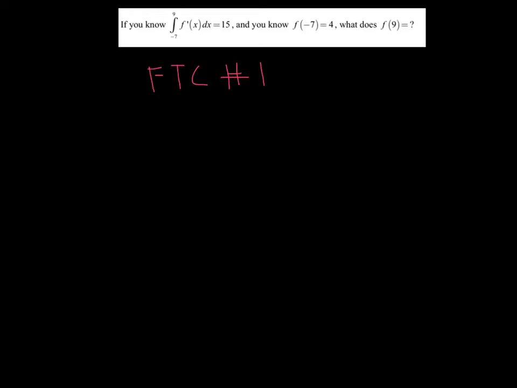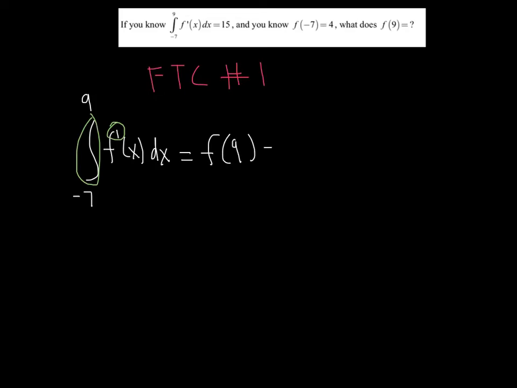So if we have the integral from negative 7 to 9 of f prime of x dx, we know from the fundamental theorem of calculus part 1 that anytime you have an integral and you're integrating a derivative, that gets you back to the original function, evaluated at the upper limit minus the lower limit. So that's going to equal f of 9 minus f of negative 7.